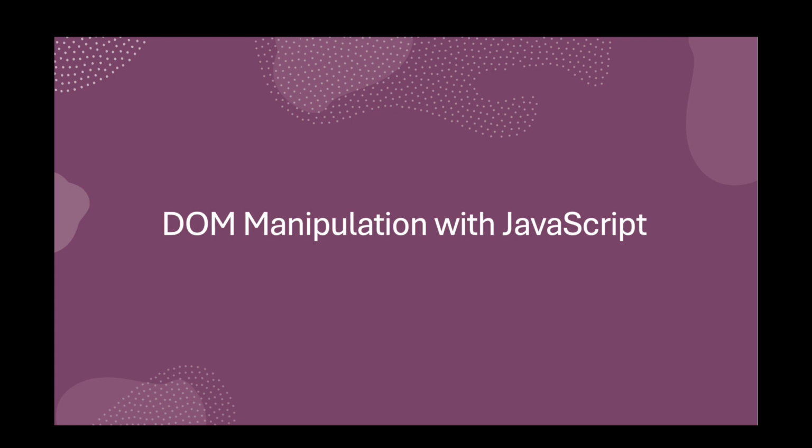DOM manipulation with JavaScript. DOM, document object model, manipulation is a crucial aspect of JavaScript programming, enabling developers to interact with HTML elements dynamically. Through DOM manipulation, developers can access, modify, and update the content, structure, and style of web pages in response to user actions and events.